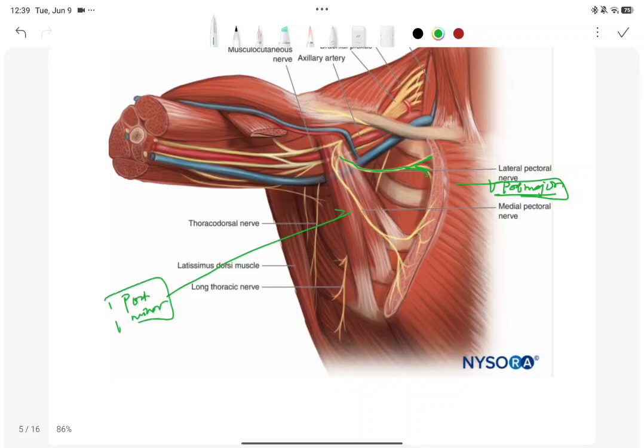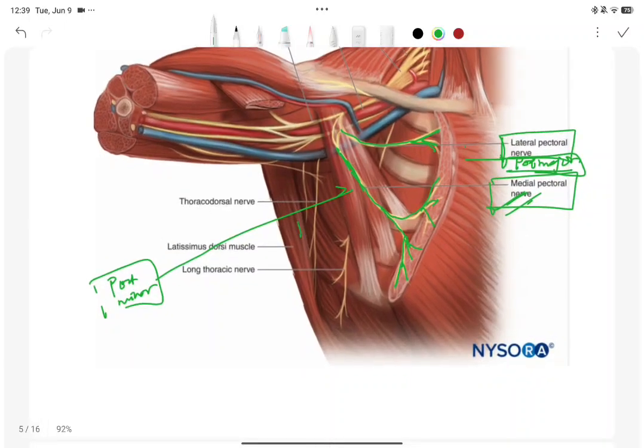This medial pectoral nerve pierces the pectoralis minor and supplies the pectoralis major. So the pectoralis major is supplied by both the lateral pectoral nerve and the medial pectoral nerve, while the pectoralis minor is supplied only by the medial pectoral nerve. There is the latissimus dorsi, which is a muscle of the back, inserted in the floor of the bicipital groove, and there is the serratus anterior, which is supplied by this long thoracic nerve.